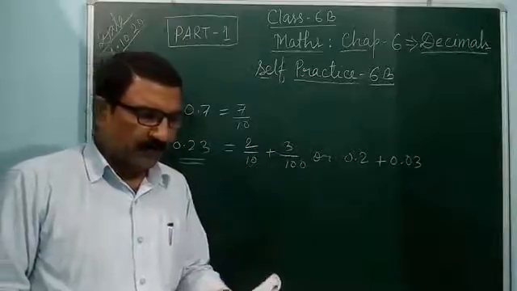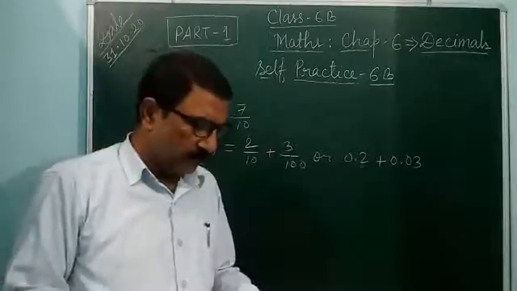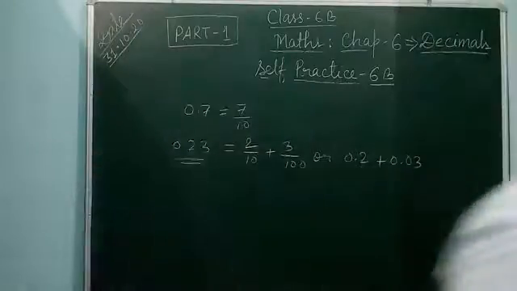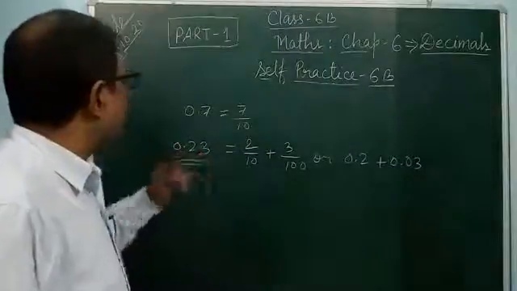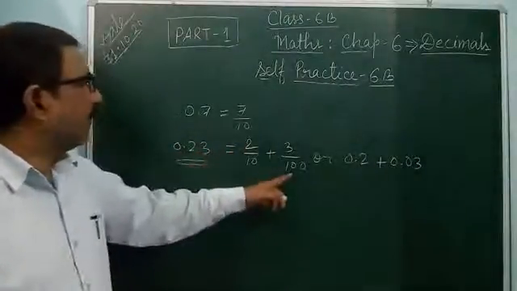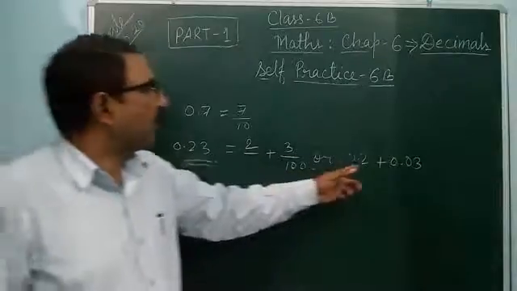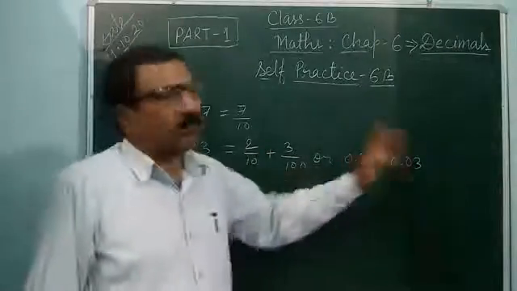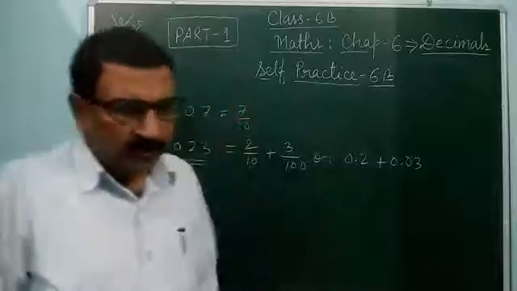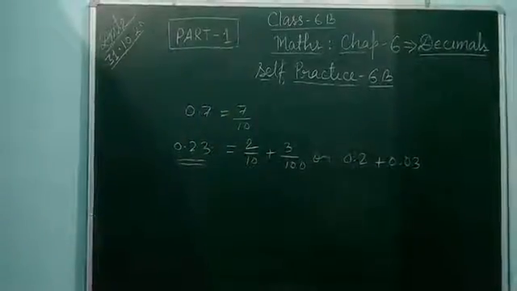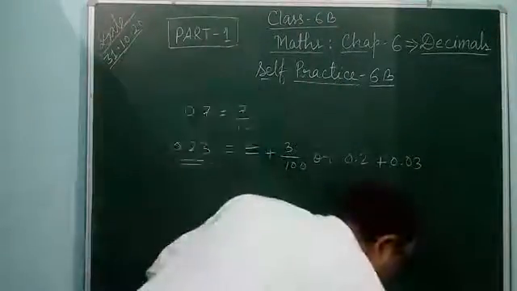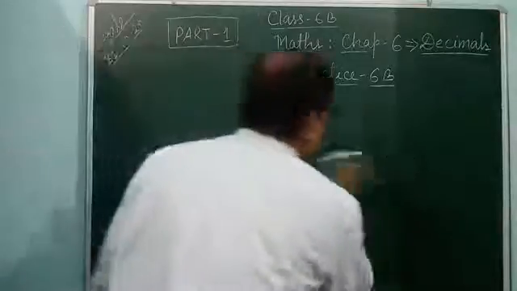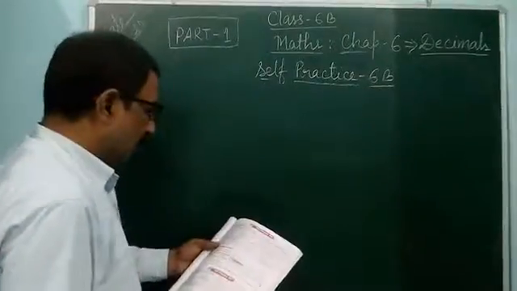In self practice 6B, whatever is given, you can do. So in this way you can represent 0.23 as 2 by 10 and 3 by 100. Also you can write 2 by 10 as 0.2 and 3 by 100 as 0.03. After that, self practice 6B, first question you can see.